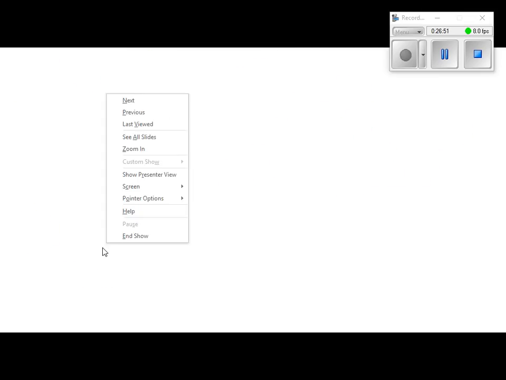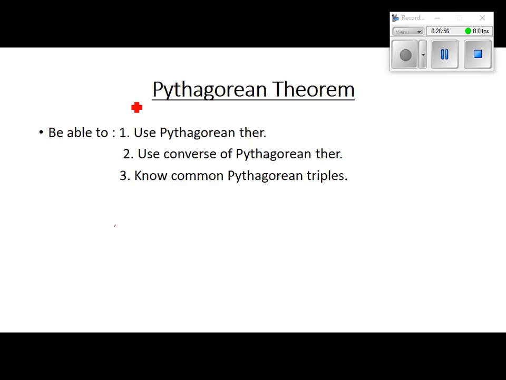Get out the notes that we started taking from last time. The notes that we started taking last time started off with this Pythagorean theorem.